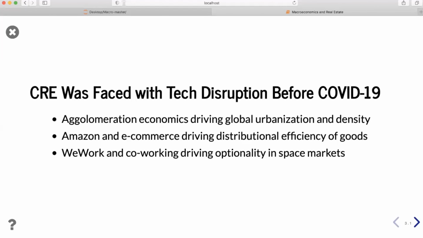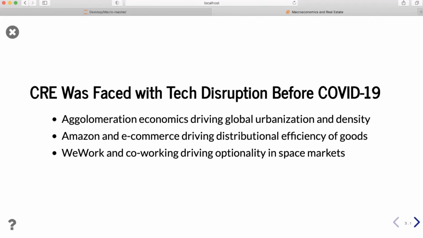Why does this matter for real estate? Real estate was actually faced with tech disruption before COVID-19. I've done a lot of research in this area, did a lot of research in this area when I was at CBRE. And commercial real estate was being impacted by technological disruption. The big brokerage houses don't usually like to talk about this, but it's true.